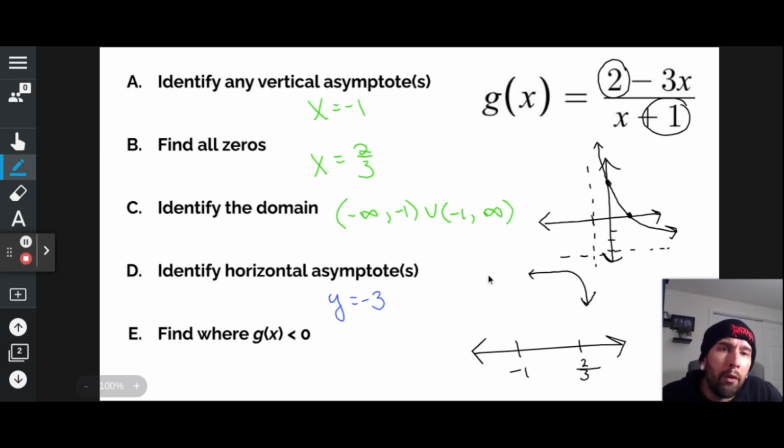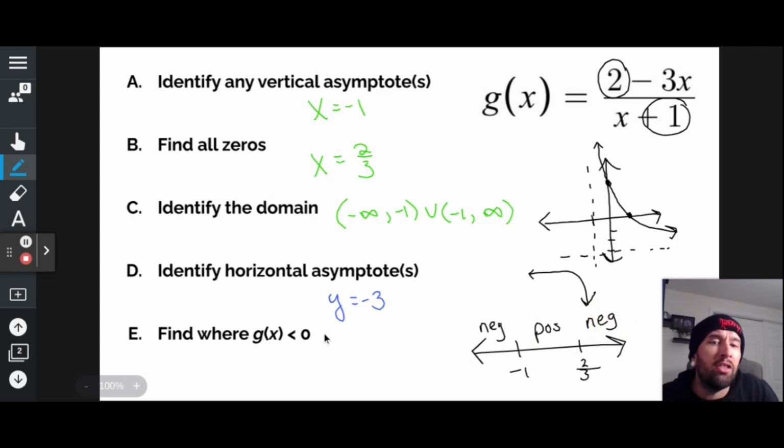It was negative from infinity to -1, so I will say that it was negative here. Then all of a sudden we hit a vertical asymptote and show back up here and stayed positive until we hit 2/3. So positive until 2/3, and once we hit 2/3, it became negative again and then started flattening out at -3.